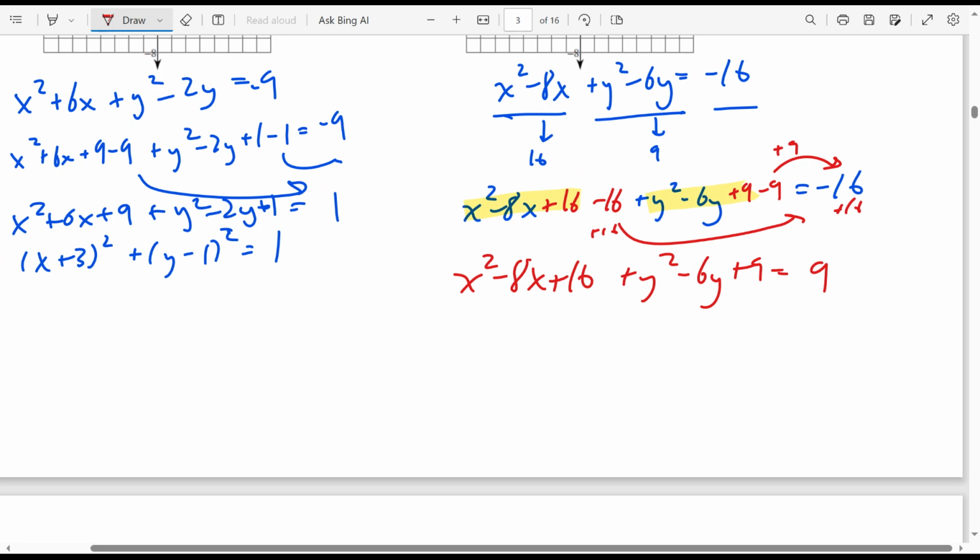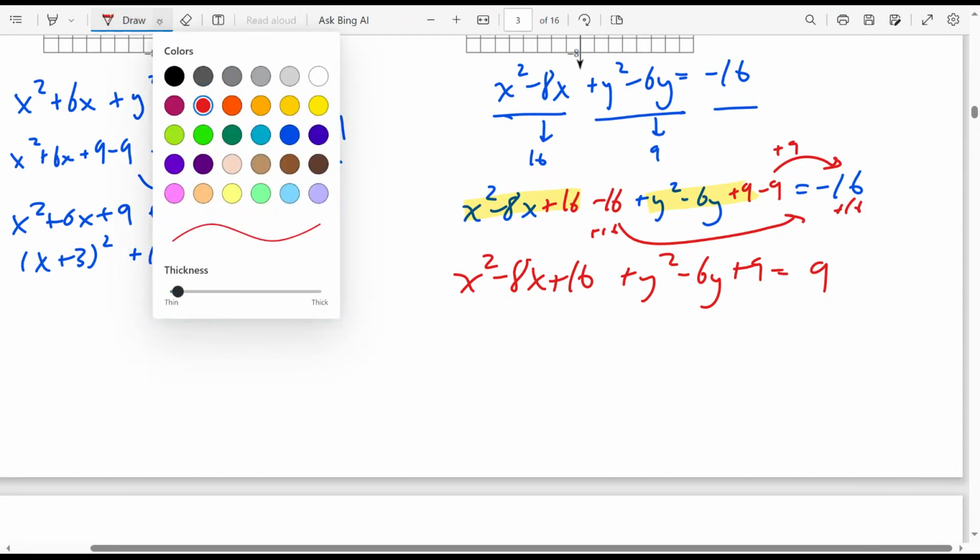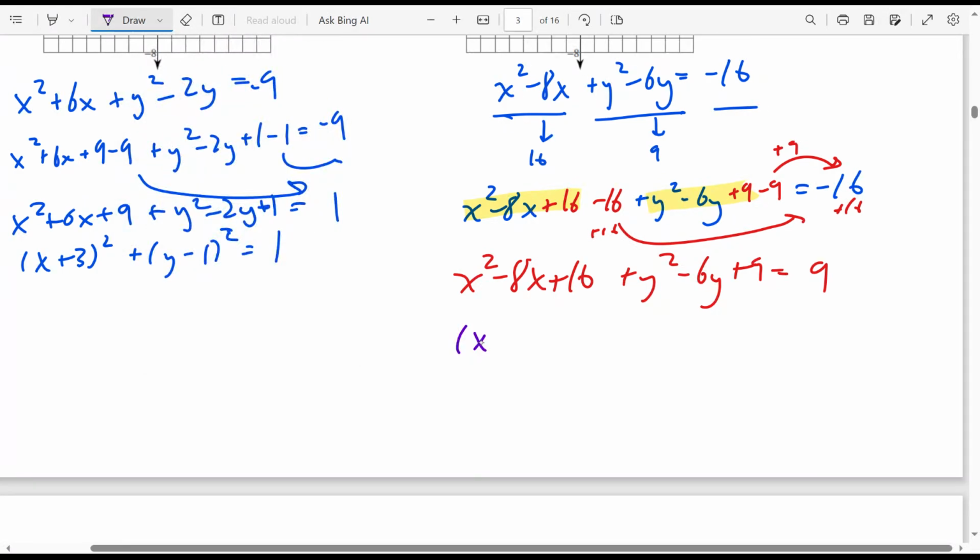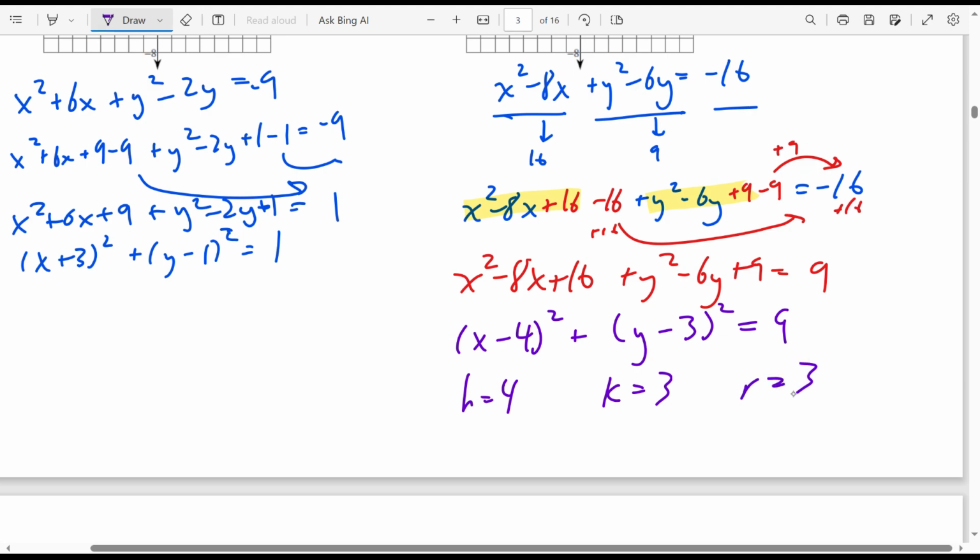So then now, because I know I made this a perfect square, I don't really have to think about it. I can literally just go x minus 4 squared plus y minus 3 squared is equal to 9. So now I've got an h of positive 4, I have a k of positive 3, and I have a radius of 3. So now I can go ahead and graph it.